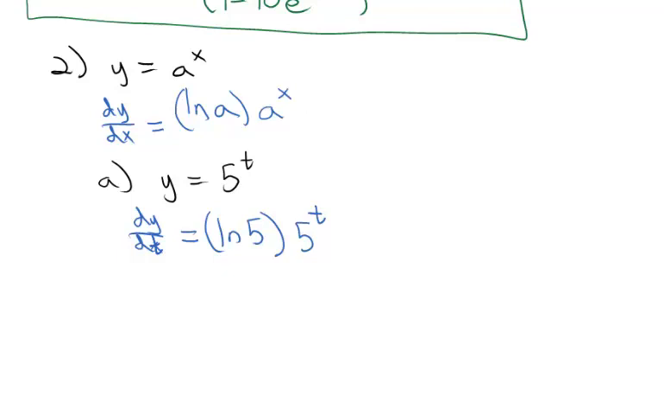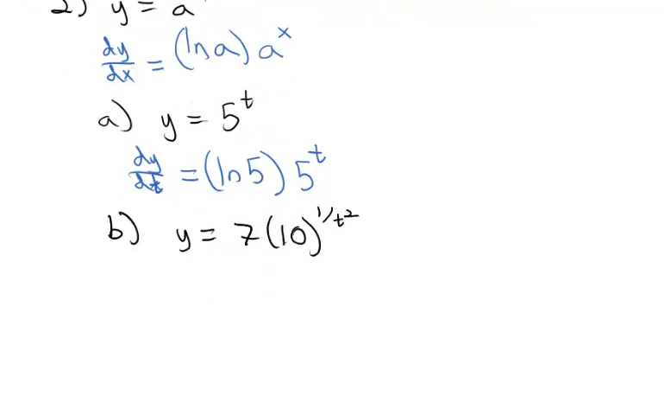And we can combine this with all sorts of other problems. So we could see y is equal to 7 times 10 to the 1 over t squared. And the derivative there, dy dt, is equal to, 7's a constant, and we'll call the 1 over t squared the guts. So 7's the constant. Then we take the natural log of the base, the natural log of 10, times the exponential, 10 to the 1 over t squared.